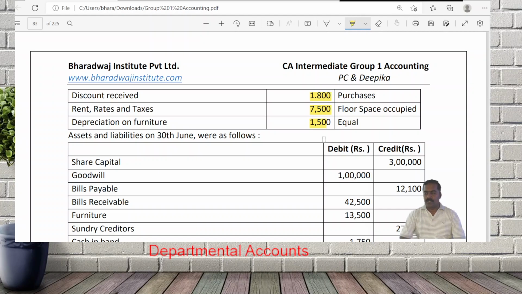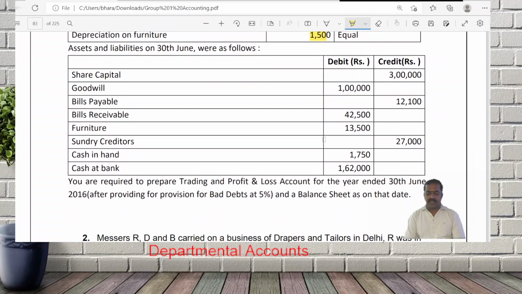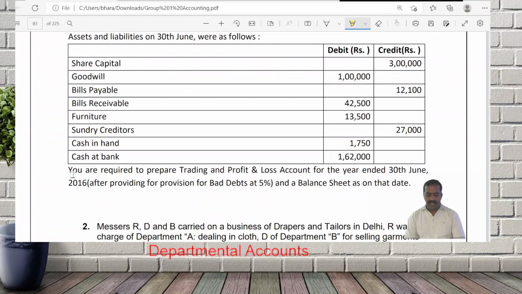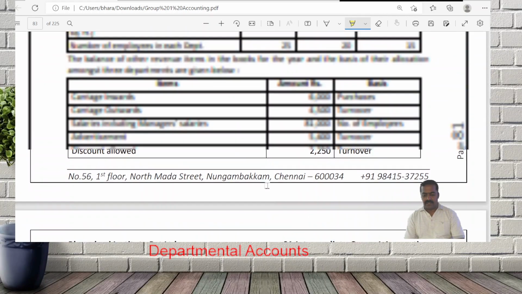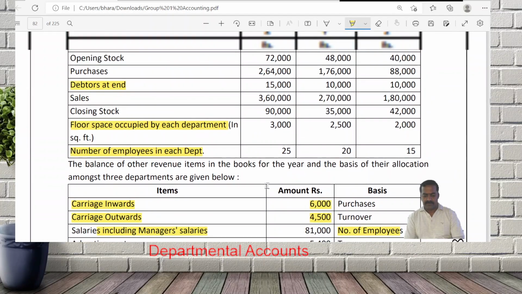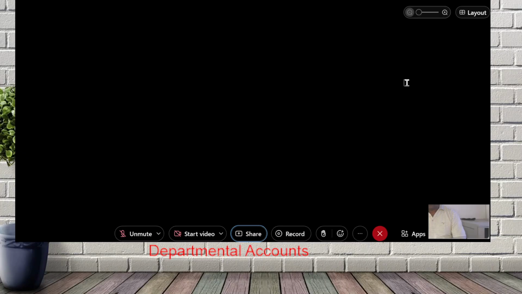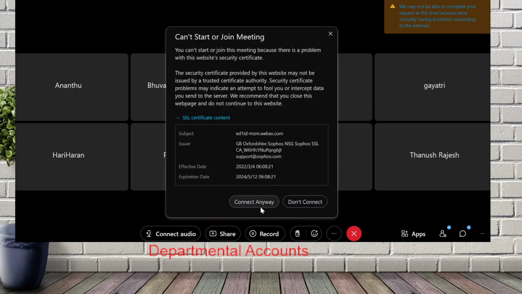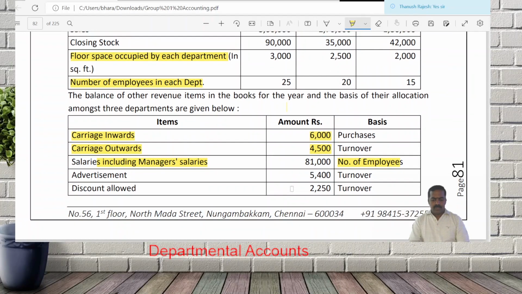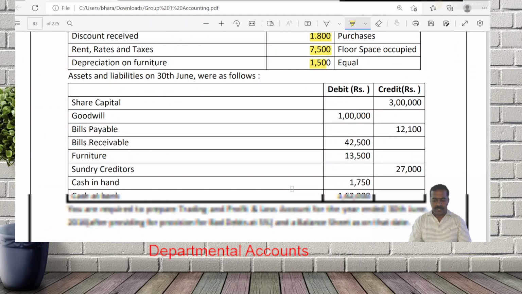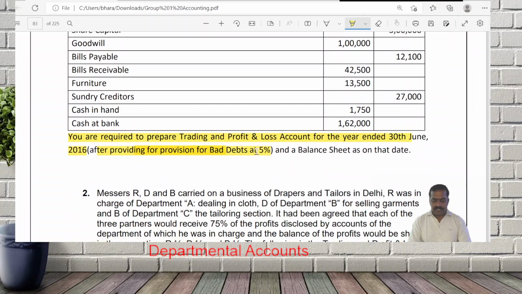Depreciation, they ask you to apportion what? Equally. Then they have given you a general item. You are required to prepare a trading P&L account for the year ended 30th June 2016, after providing what? Provision for bad debts 5%. We are given the closing balance of debtors. What is the closing balance of debtors? So we are given different bases of apportionment. Provision for bad debts, how much is given?